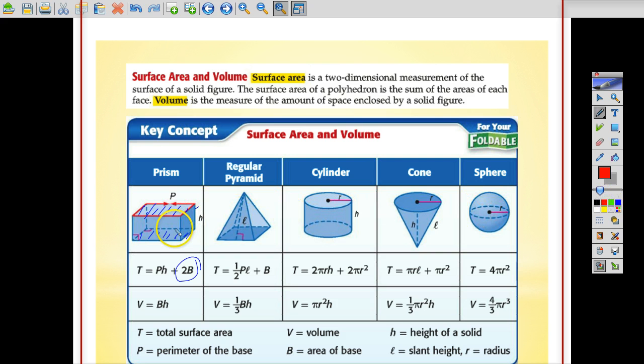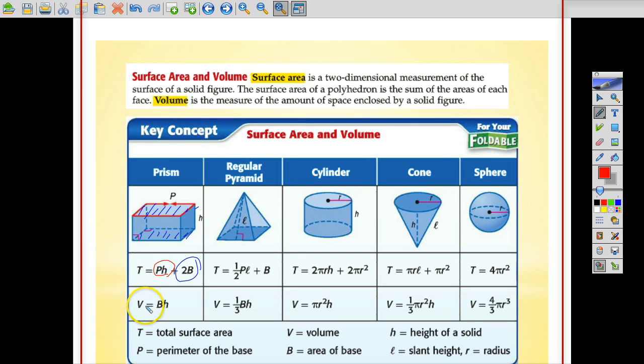And then you have perimeter times h. The perimeter means the length around here, times h. Because if you undo this, you have the front, two fronts and left and right, a long rectangle with h as a height. That's where you get the perimeter P times h. So that's your total surface area.